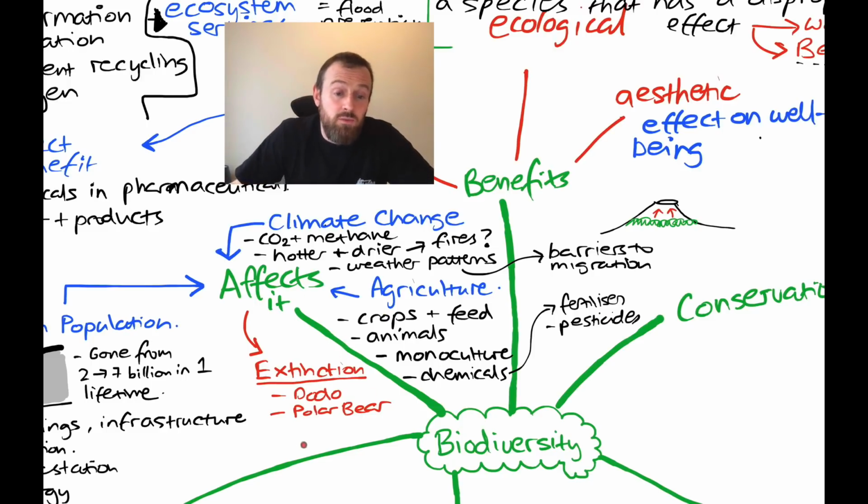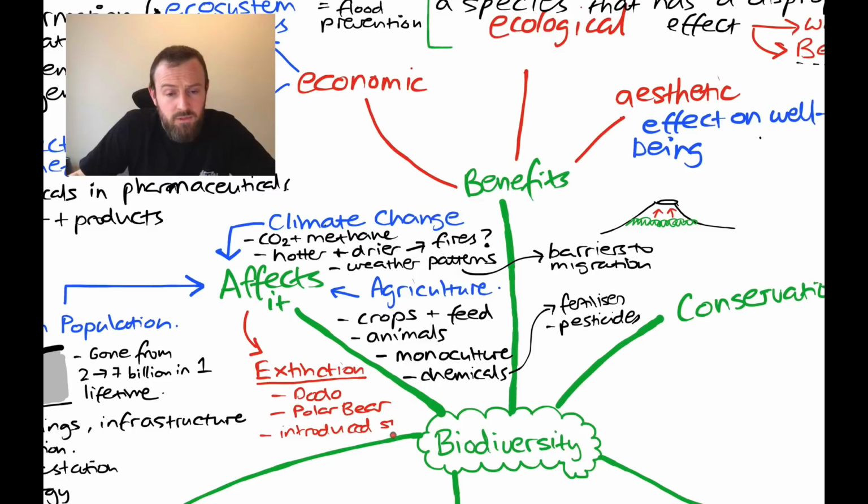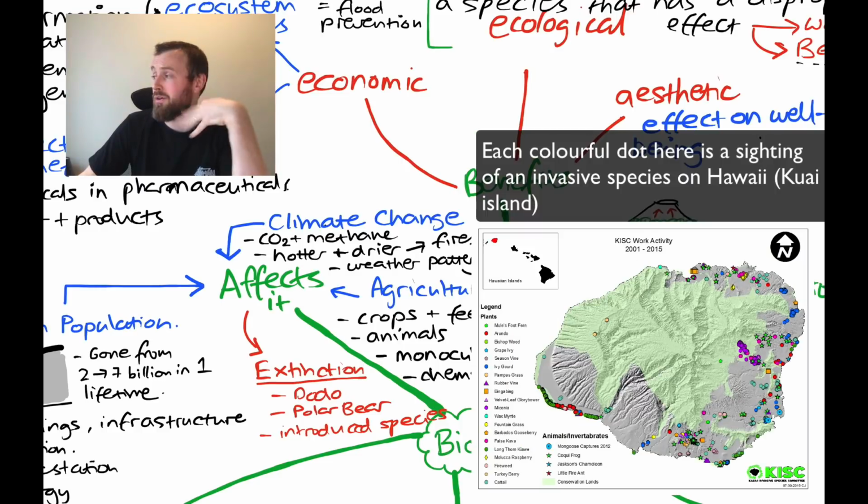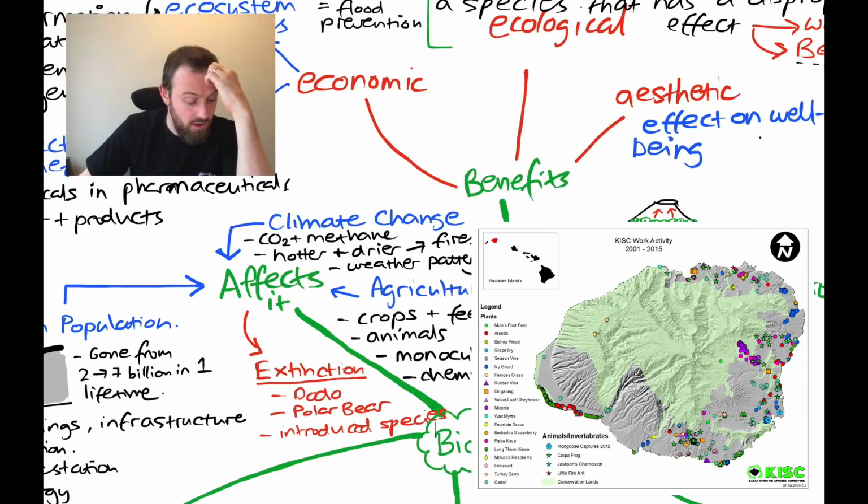And we can also have things like introduced species. So sometimes humans will either deliberately or accidentally introduce a species to a new area, and it causes chaos. Like in Hawaii, there's a lot of introduced vegetation that is outcompeting the native vegetation. So I think a lot of plant species on Hawaii are in danger of extinction.